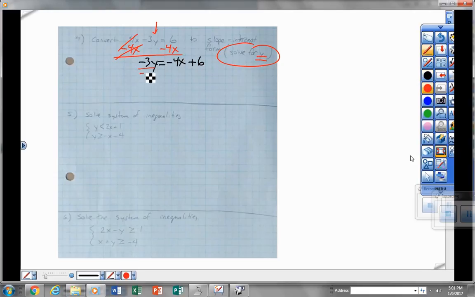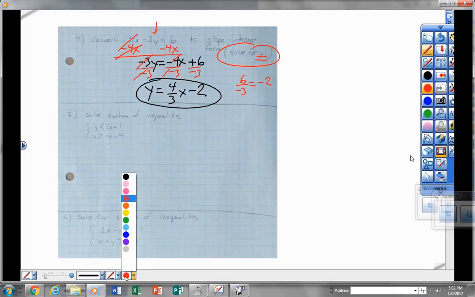Divide both sides by -3. And again, that -3 breaks up into both parts separately. So that gives me, when that finally simplifies down, y equals 4 over 3x, positive 4 over 3, minus 2. And that's because 6 divided by -3 is -2. So if we were to graph that, that would be a y-intercept of -2, and then the run of positive 3 and a rise of 4, so over 3, up 4.